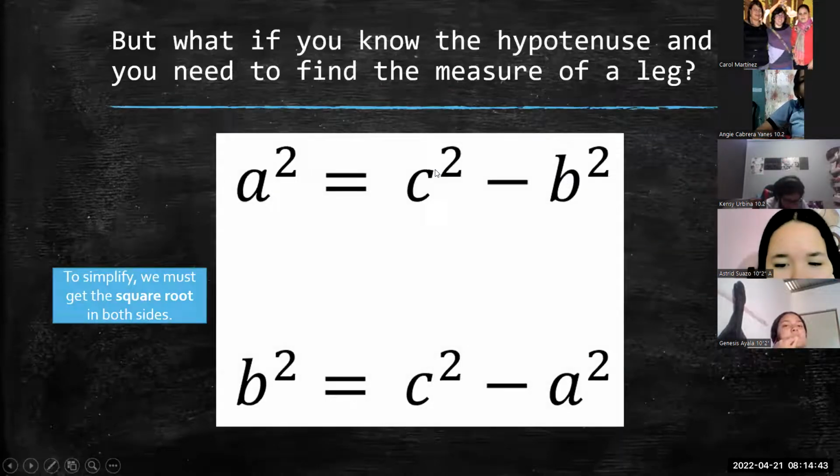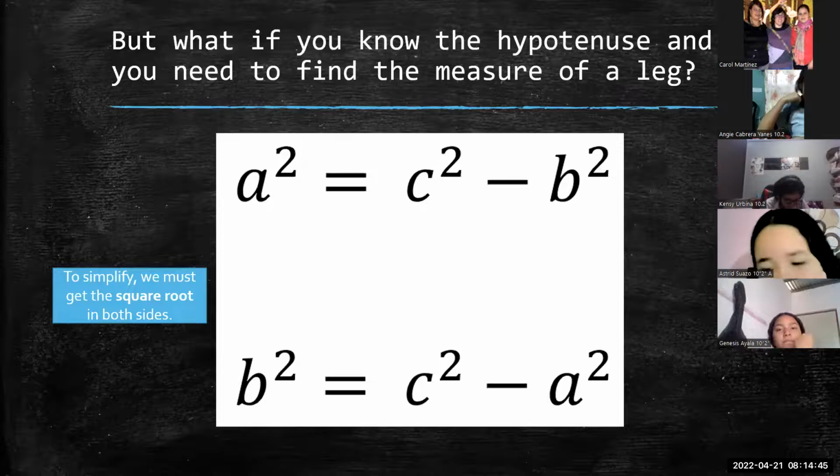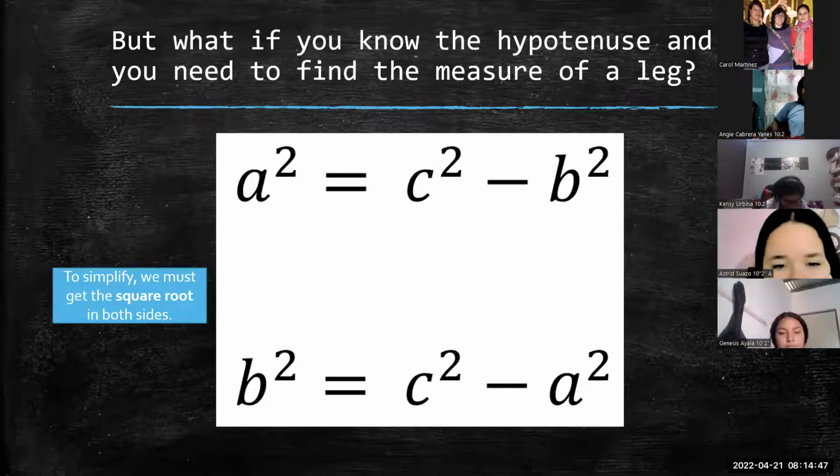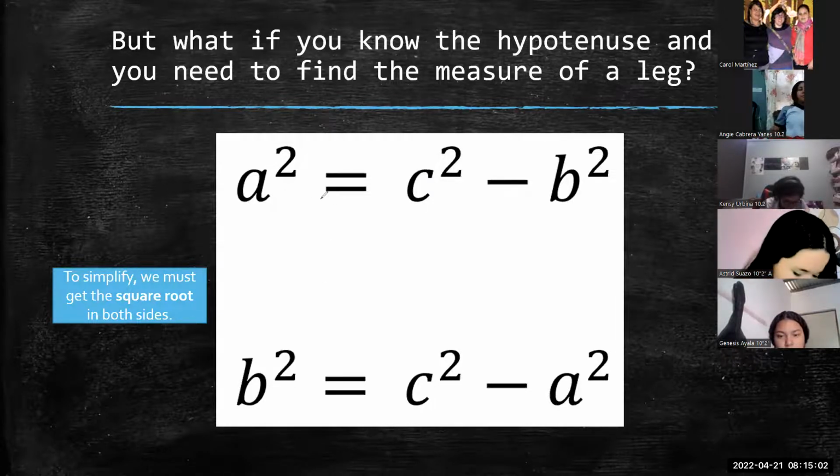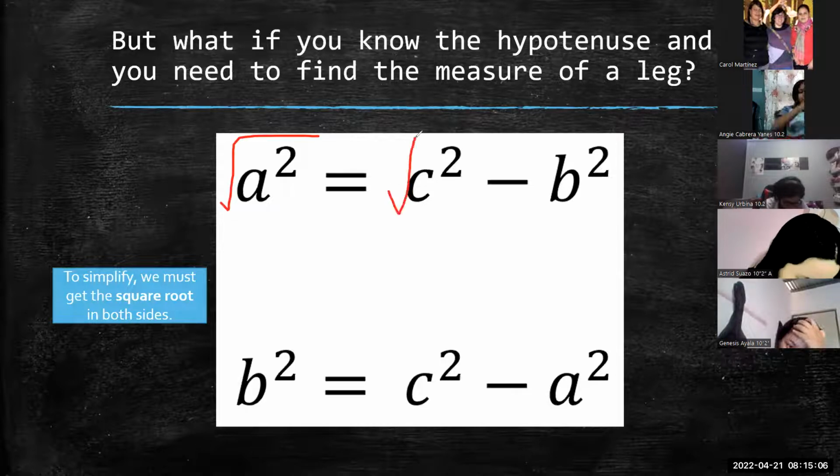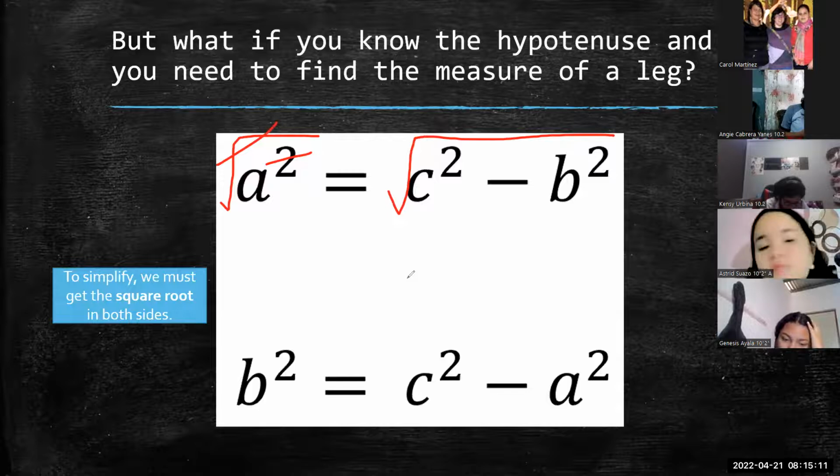Okay, what if we know the hypotenuse and we need to find the leg? What we need to do is isolate the main Pythagorean theorem and solve for the legs, okay? In case you need to find the leg A, it's going to be isolated like this, and just to get rid of the power of 2, you apply the second power on both sides of the equation.